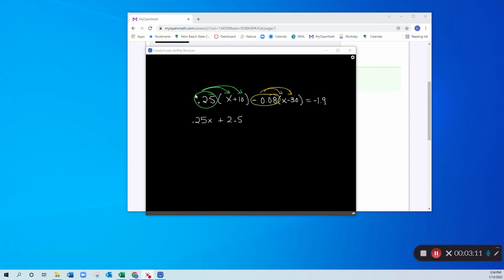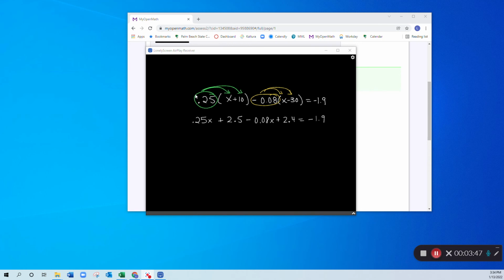All right, so the next one, it's negative 0.08 multiplied times x. That leaves me negative 0.08x. And one more time, I take that and multiply it times 30. Now that's a negative number times a negative number, so that's going to turn that into a positive 2.4, and all of that is equal to negative 1.9.